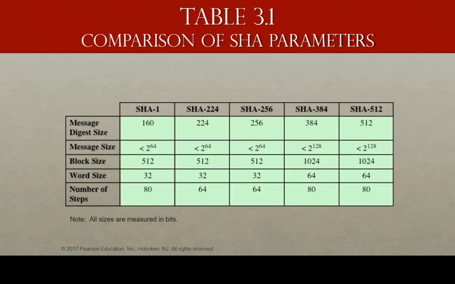Please review the table, comparison of SHA parameters. In 2002, NIST produced a revised version of the standard, FIPS 180-2, that defined three new versions of SHA with hash value lengths of 256, 384, and 512 bits, known as SHA-256, SHA-384, and SHA-512. Collectively, these hash algorithms are known as SHA-2.